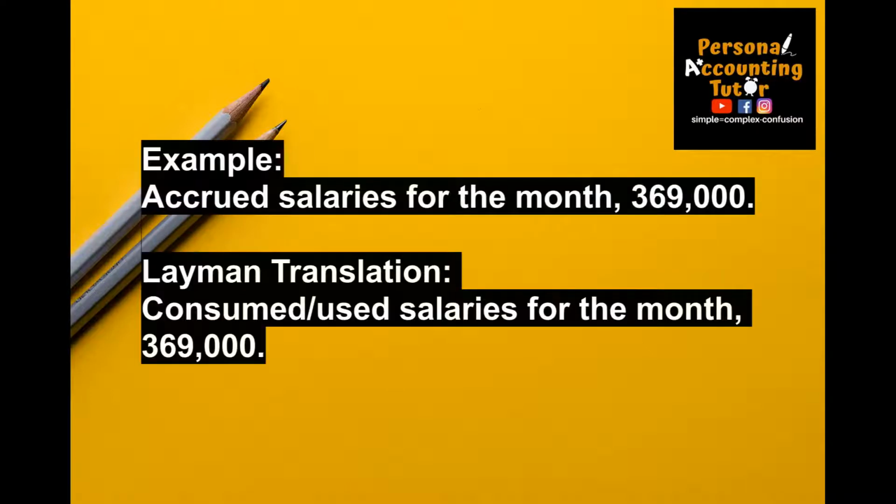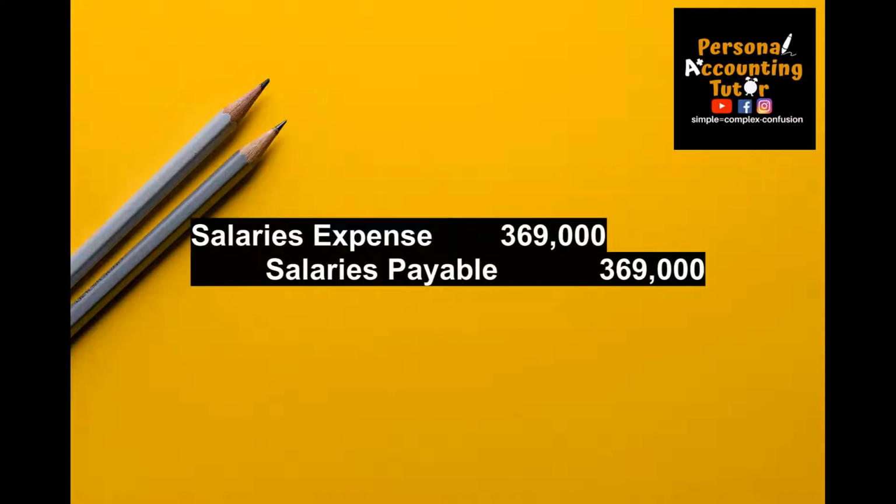Example: accrued salaries for the month 369,000. Now the layman translation would be consumed or used salaries for the month 369,000. So if we are going to adjust this, it will be a debit to salaries expense 369,000 and a credit salaries payable 369,000.